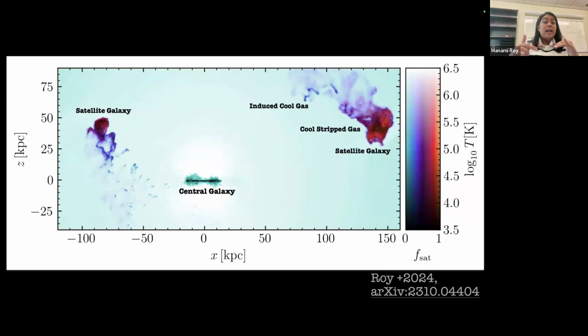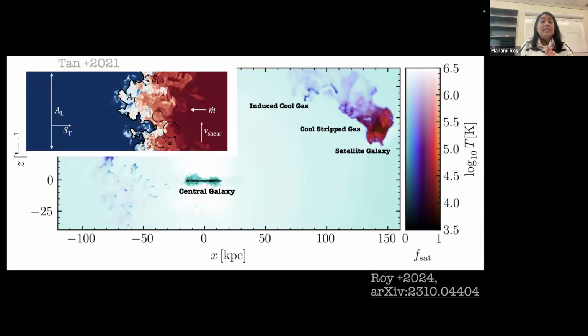And then this cool stripped gas tries to mix with the hot CGM because of the laws of thermodynamics. But in the mixing layer, because the cool gas has a temperature of 10^4 K and the hot gas has a temperature of 10^6 K, the mixing temperature would be 10^5 K. And this temperature has a very high cooling rate, because it is at the peak of the cooling curve. So in this mixing layer, an enhanced amount of cooling happens because of this high cooling rate, and that also induces a lot of cooled gas from the host halo. So these are two channels. Satellites can provide cold gas to the CGM of a host galaxy by this ram pressure stripping process, and second is this induced cooling in the mixing layer of the cool stripped gas.